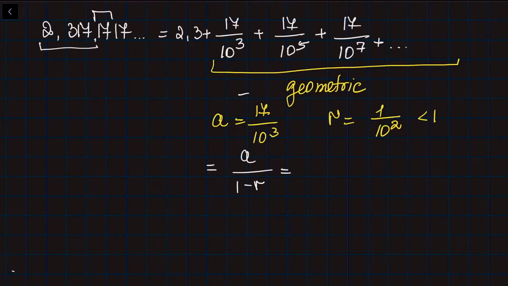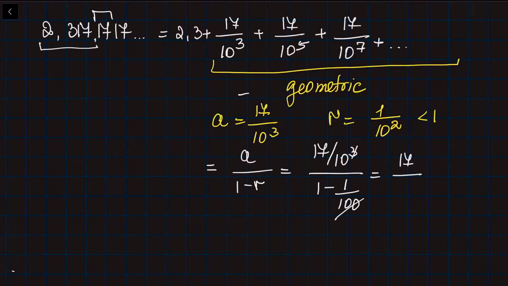So we are going to write this as a, which is 17 divided by 10 to the power of 3, divided by 1 minus 1 over 100. So it's going to be equal to 17 divided by, I'm going to cancel this 100 with this 1000, 990, right? So 100 minus 1 is 99, times 10. It's going to be 990. Now I need to add this to the 2.3. So this is going to be equal to 2.3 plus 17 divided by 990.